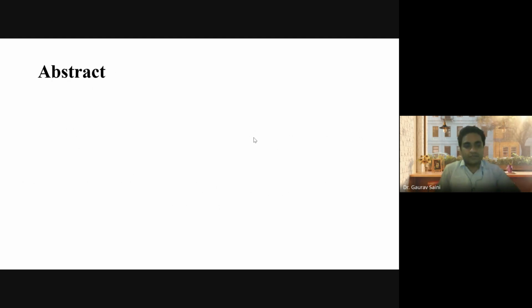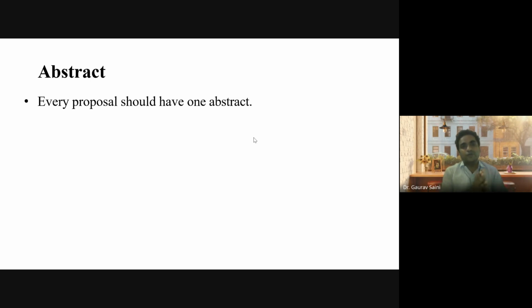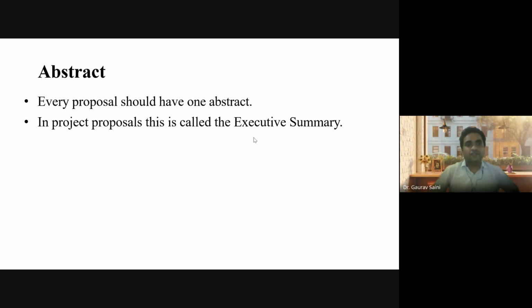Next is the abstract, or I would say the executive summary. Every proposal should have one. In a project proposal, as we have covered, it should be written last. For research proposals, the executive summary is basically at the end of the proposal.